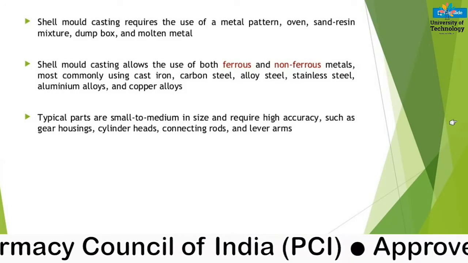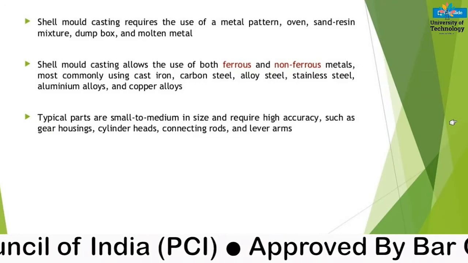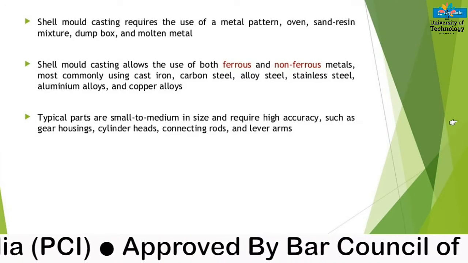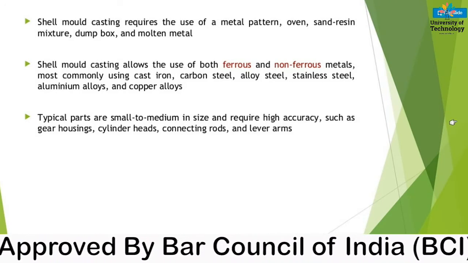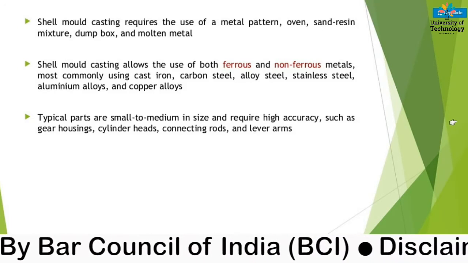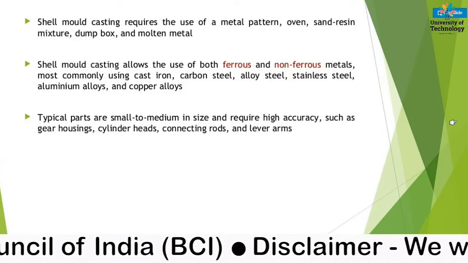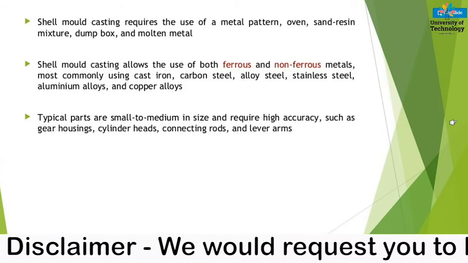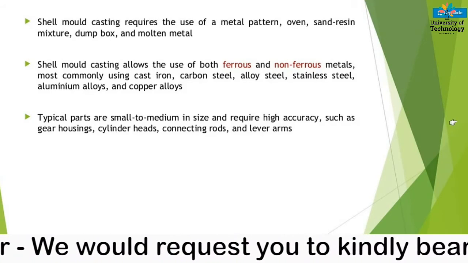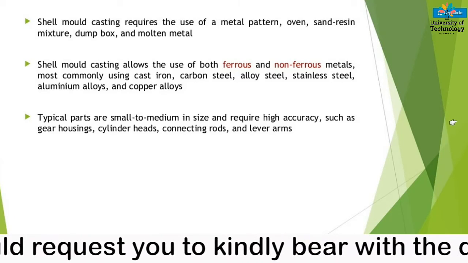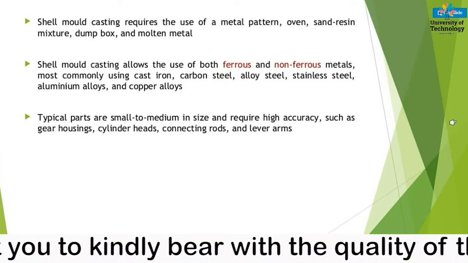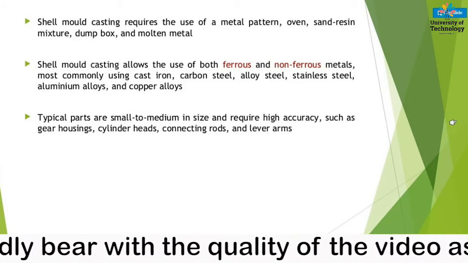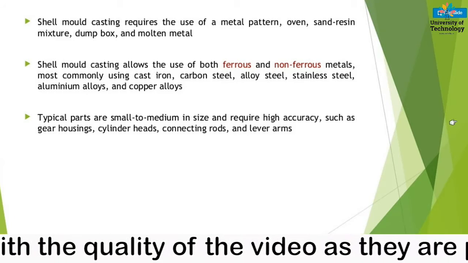Typical parts are small to medium in size and require high accuracy, such as gear housings, cylinder heads, connecting rods, and lever arms. All these types of parts are cast by shell mold casting. Shell mold casting is a precision manufacturing of the product by this casting.